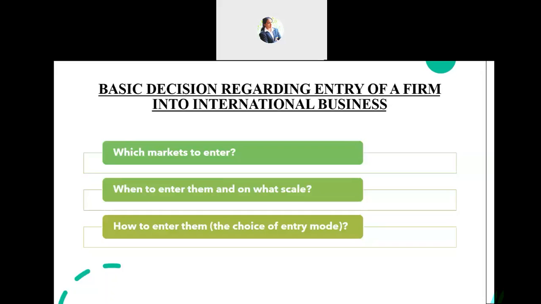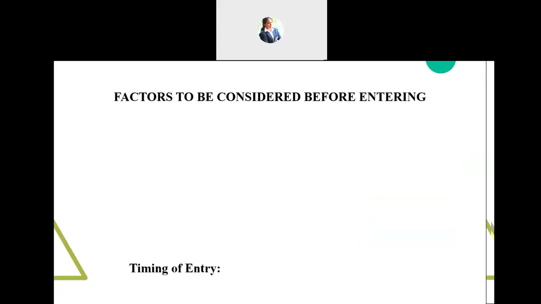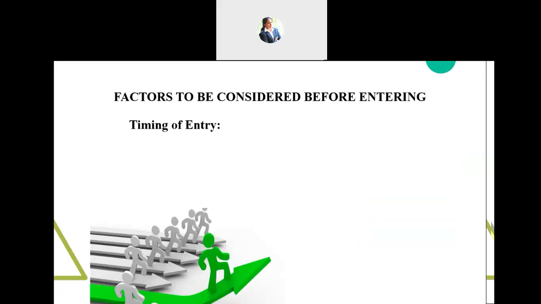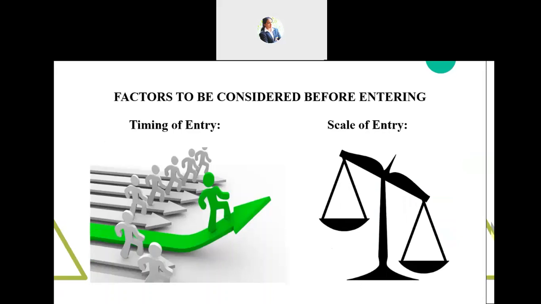Okay, so then the next thing that we had to discuss was factors to be considered before entering. That is nothing but timing of the entry and also the scale of the entry. Timing of the entry speaks about the advantages of first mover and also the disadvantage of being a first mover.